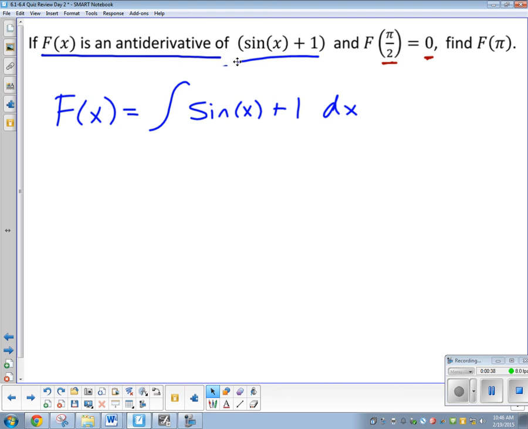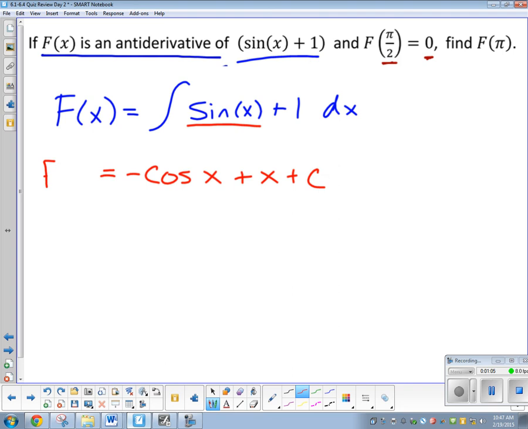I can't plug anything in. Let's do this. I'm taking the antiderivative of sine x plus 1. What's the antiderivative of sine x going to be? That's negative cosine. What's the antiderivative of 1? Plus x. That's the one thing that we get so used to doing derivatives, and that's an antiderivative. It becomes plus x, plus c. That is going to be equal to capital F of x.